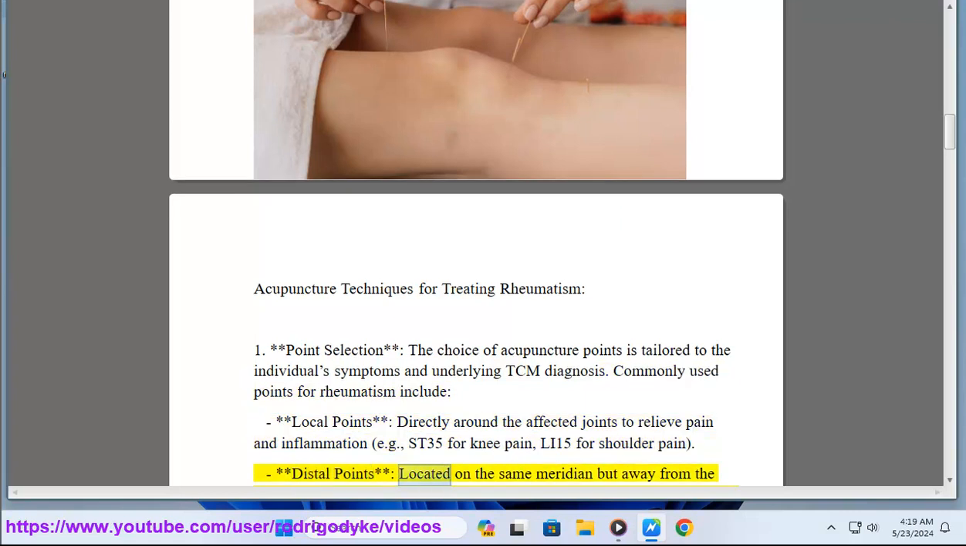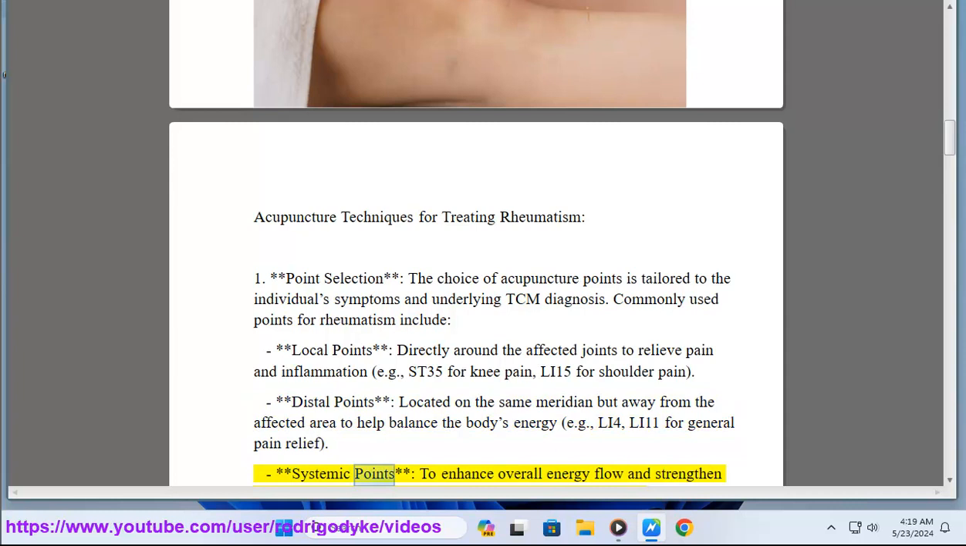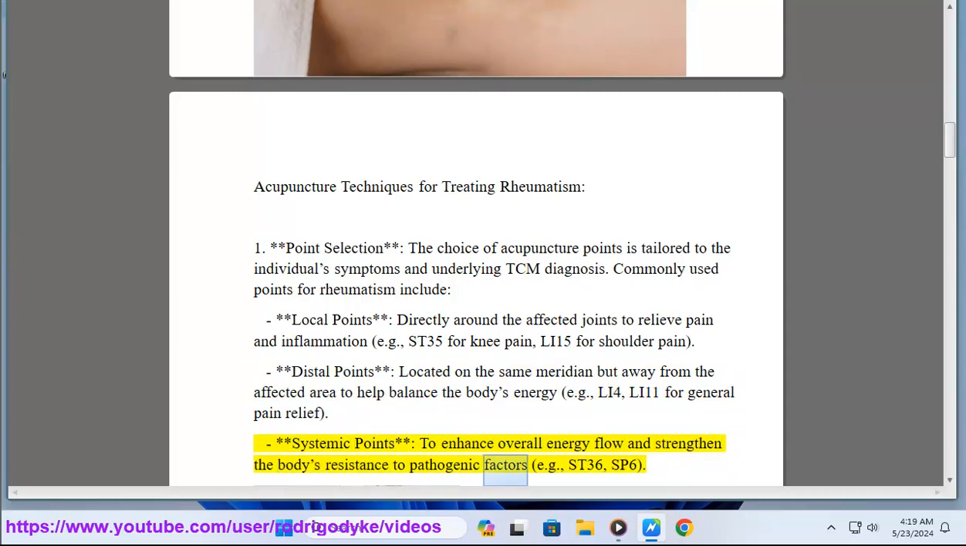Distal points, located on the same meridian but away from the affected area to help balance the body's energy, example LI4, LI11 for general pain relief. Systemic points, to enhance overall energy flow and strengthen the body's resistance to pathogenic factors, example ST36, SP6.